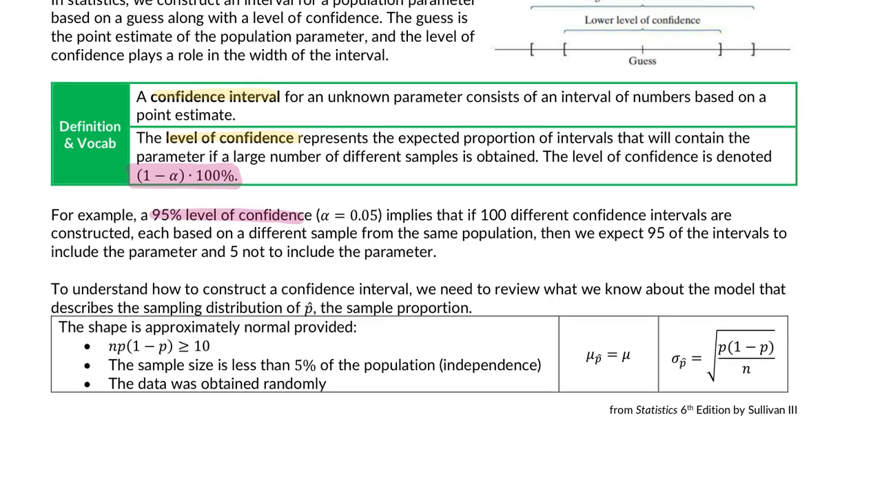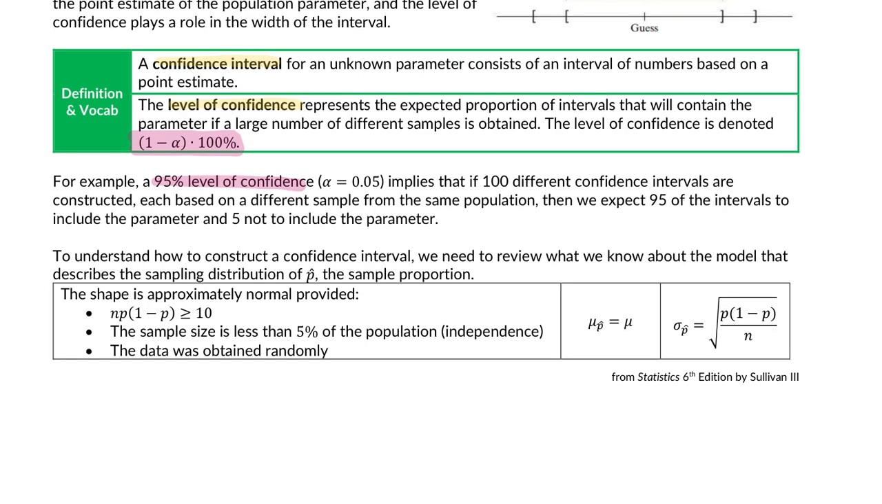To understand how to construct a confidence interval, let's first review what we know about the model that describes the sampling distribution of p hat, or sample proportion. The shape is approximately normal provided three things. Number one, that n times p times 1 minus p is greater than or equal to 10. The sample size is less than 5% of the population, that's independence, and that we have obtained the sample randomly. Mu of p hat is equal to p, and sigma of p hat is equal to the square root of p times 1 minus p over n. This is all from section 8.2. I just recopied it here for you. Okay, flip the page over.